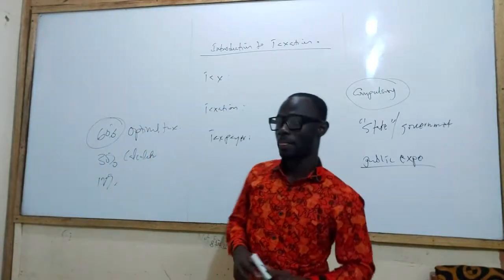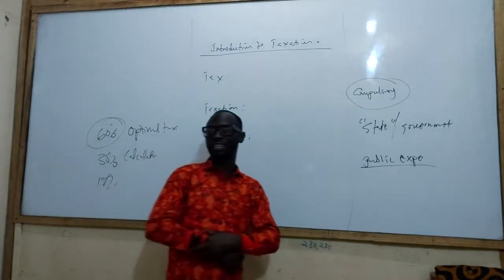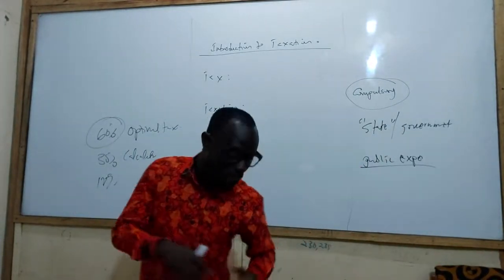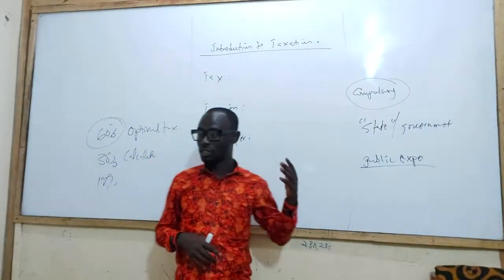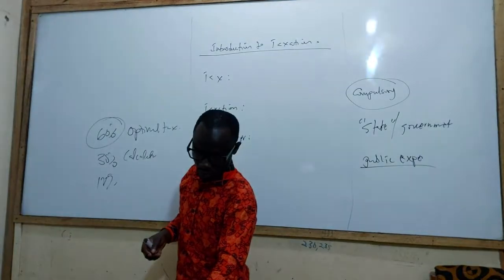Okay, so who is a taxpayer? Someone who pays tax, a citizen who pays tax. Now, this can be an individual or a company or an organization, right? An individual, a company, or that.